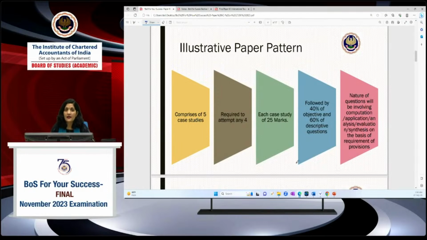Along with the Income Tax Act, you should know how to interpret and understand the treaties. Then only you can answer the questions. So keep all these things in mind, and just be very careful that you have read the facts very carefully, understood the requirement very well, analyzed the provisions and facts accordingly, and applied the provisions. These are the things. So this is an illustrative paper pattern.